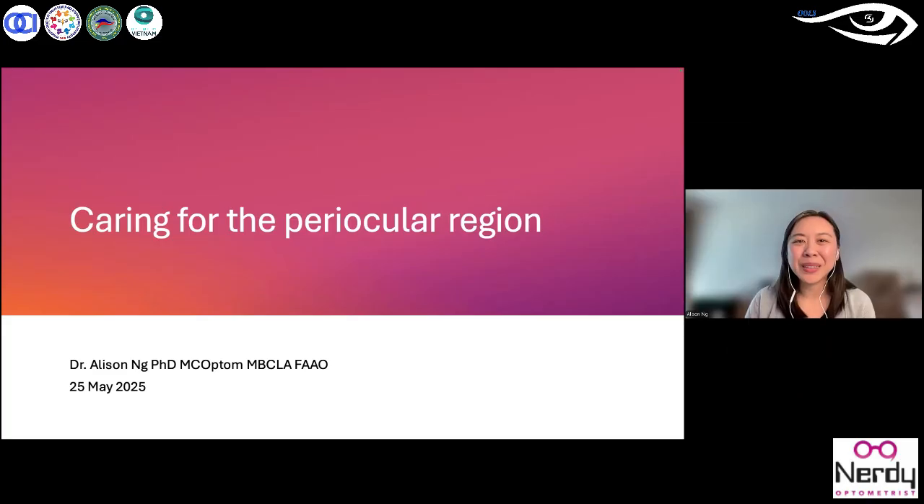But I think it's quite important for all of our optometry colleagues to have an understanding about some of the things we're going to be talking about, because the periocular skin does form a large part of what we look at as optometrists. It might not be the thing that we focus on predominantly, but hopefully today you'll leave with some little tips and tricks that you might find useful to implement in your clinical practice right away.